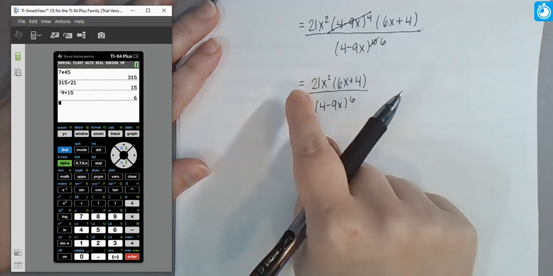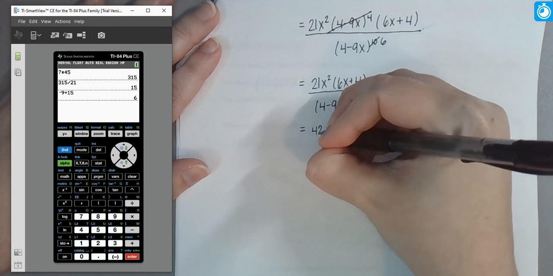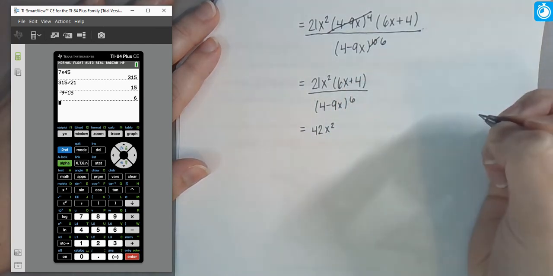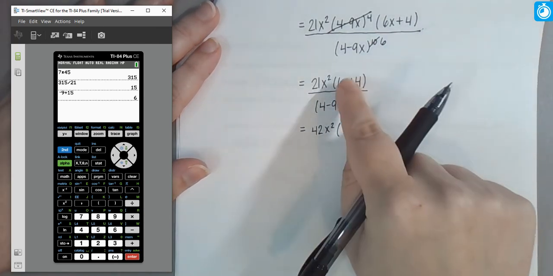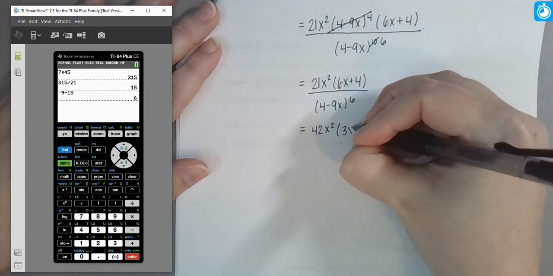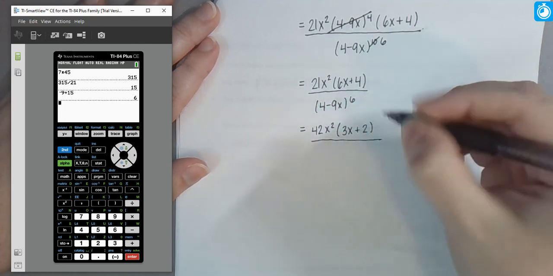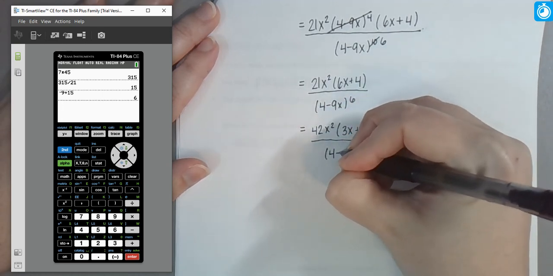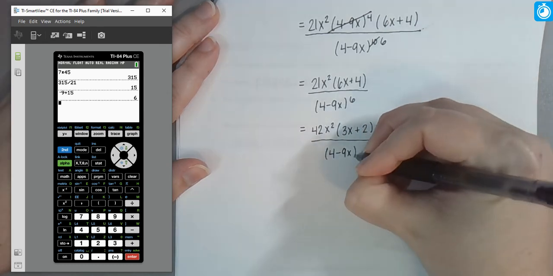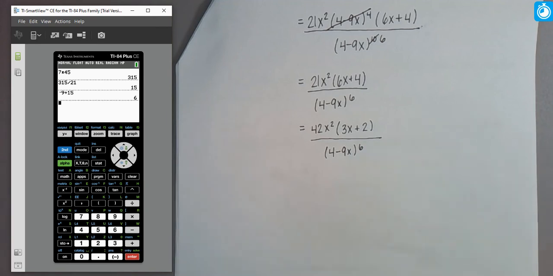So if I factor out that 2, I now have 21 times 2, which is going to be 42. I have my x squared. And then when I remove that 2, 6 divided by 2 is going to be 3, so 3x, and 4 divided by 2 is going to be 2. All of that divided by 4 minus 9x to the 6th power. And that is going to be our fully simplified derivative.